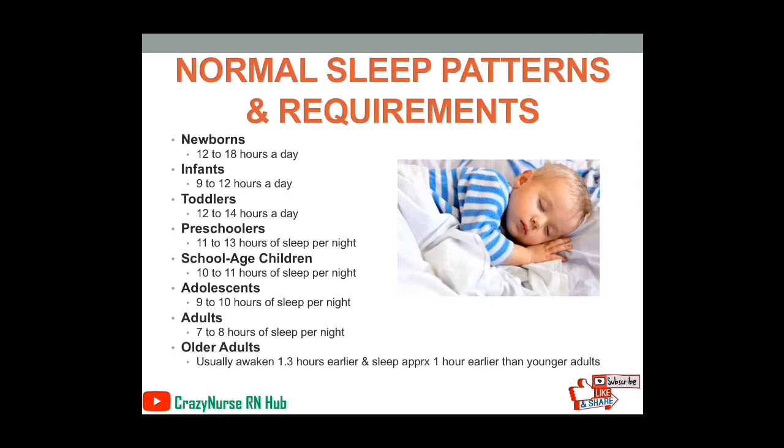Lastly, for older adults, a hallmark change with age is a tendency towards earlier bedtime and wake times. Older adults, 65 to 75 years old, usually awaken 1.3 hours earlier and go to bed approximately 1 hour earlier than younger adults. Older adults may show an increase in disturbed sleep that can create a negative impact on their quality of life, mood, and alertness.